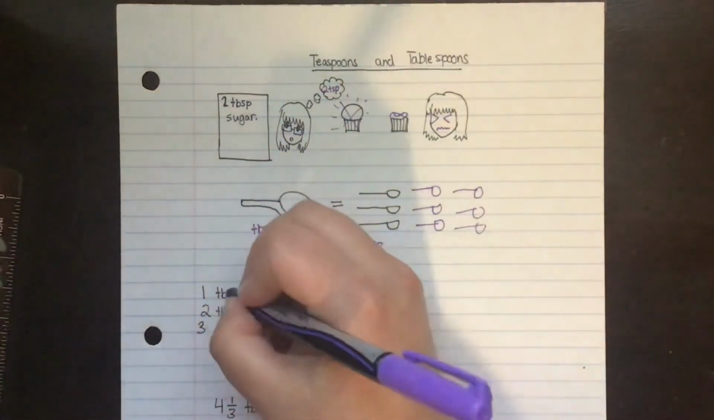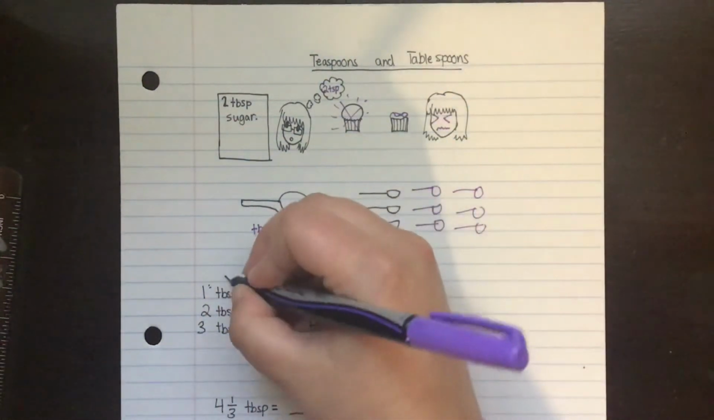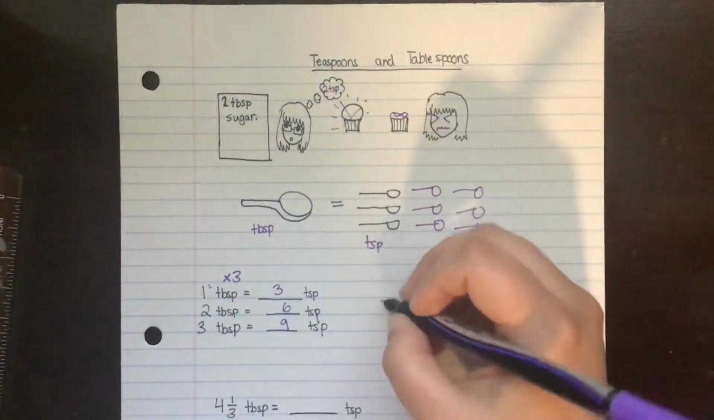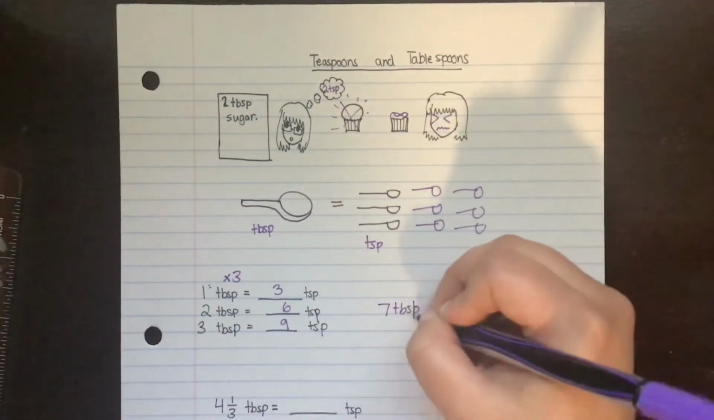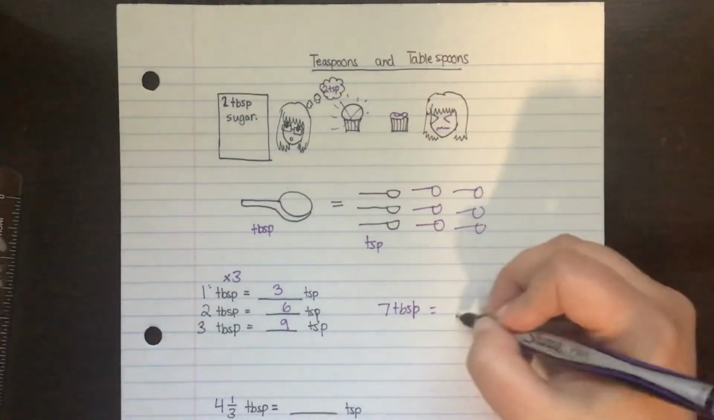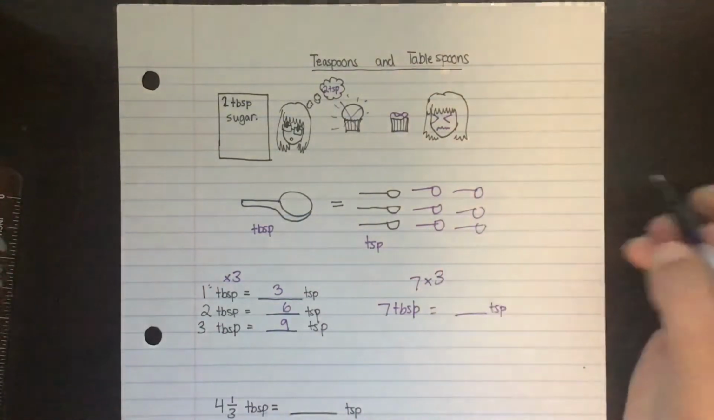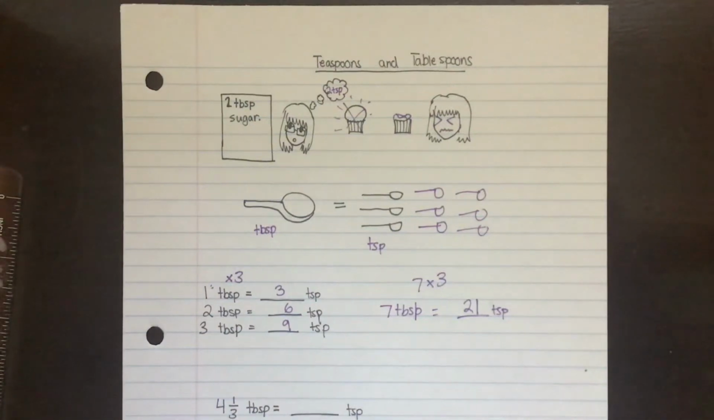That's because every time you need to go from tablespoons to teaspoons, you're just going to times by 3. So for example, if I knew I had 7 tablespoons to find teaspoons, I'm just going to do 7 times 3. That gives me 21, and I'm able to find my numbers really easily.